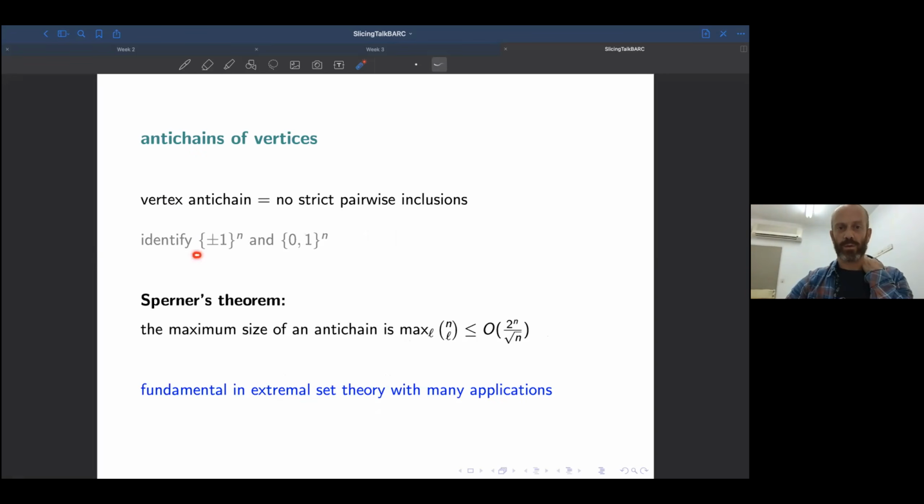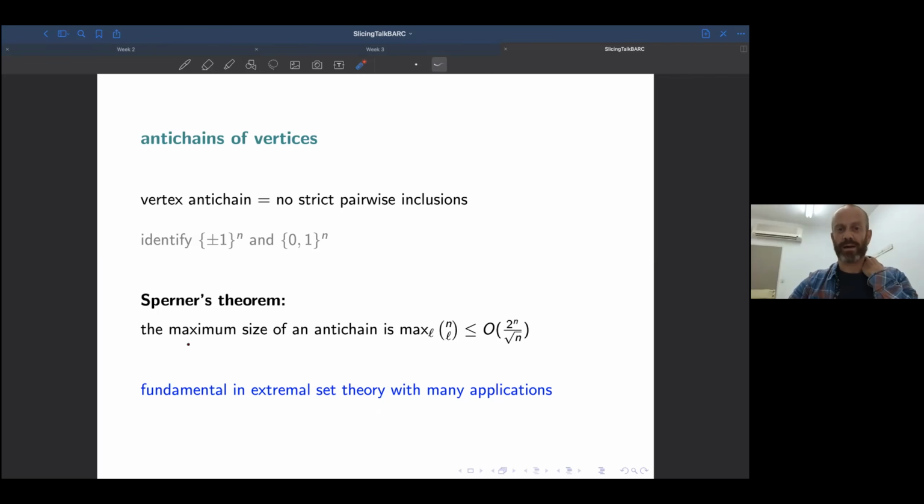So we can identify this set with {0,1}^n, or all subsets of the numbers 1 to n. And now an anti-chain here is just a collection of sets that do not include each other. So there is no pairwise inclusion. They are incomparable in this partial order. And maybe the most basic theorem about anti-chains in this context is called Sperner's theorem.